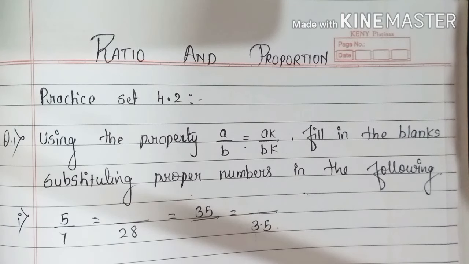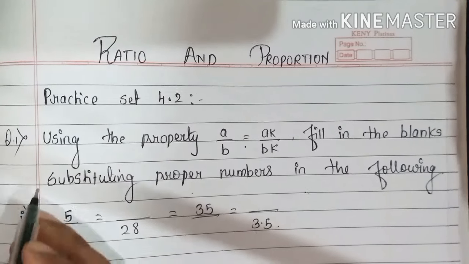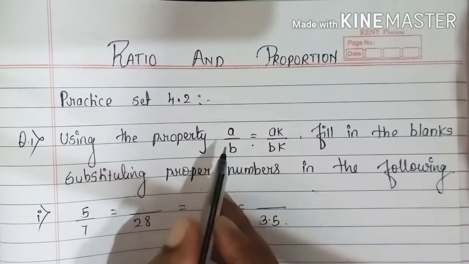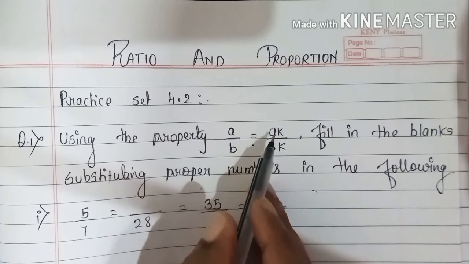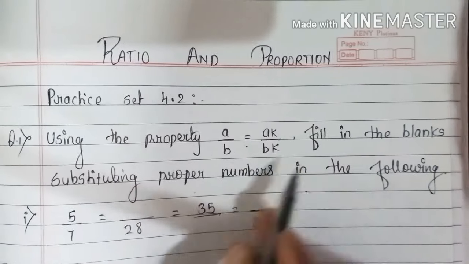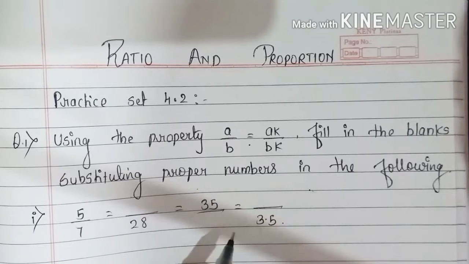In that we have solved questions of practice set number 4.1. Today we will see how to solve the questions from practice set number 4.2. Here, question number 1: using the property A upon B is equal to AK upon BK, fill in the blanks substituting the proper numbers in the following.